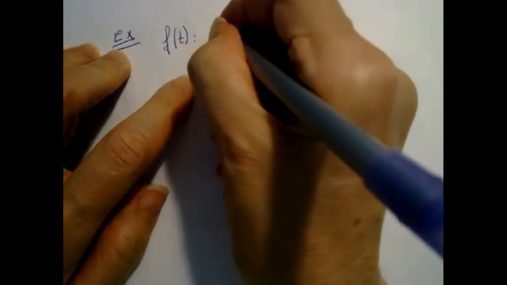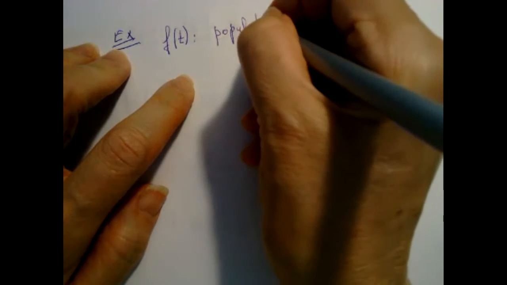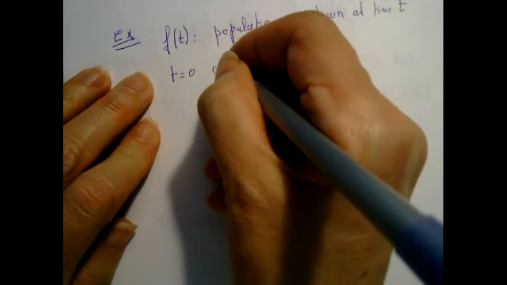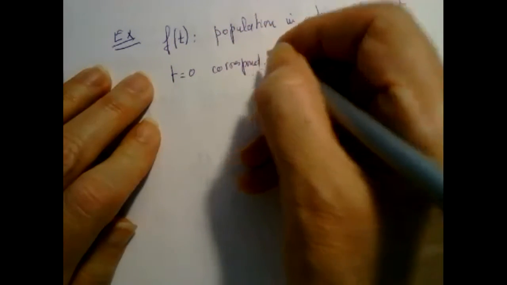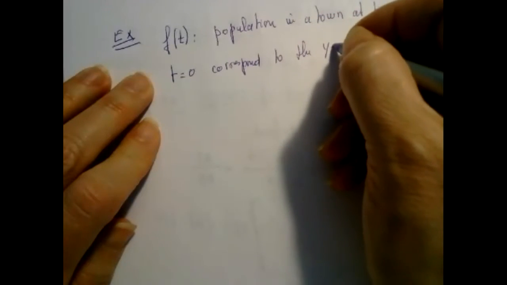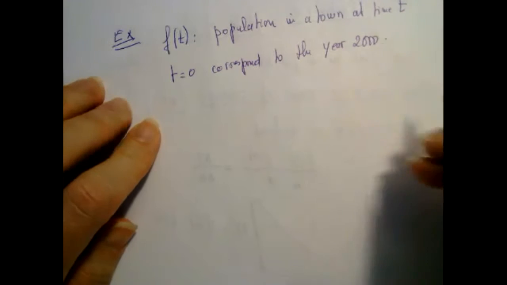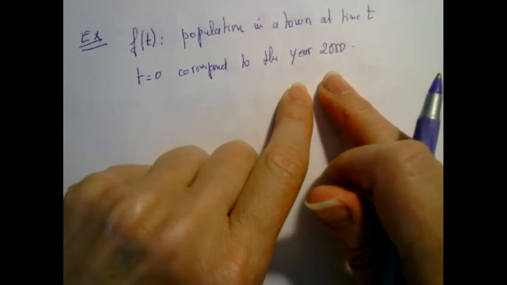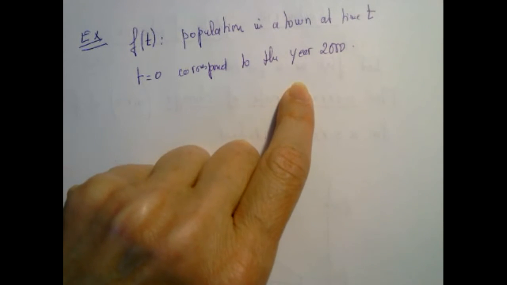I have a function f of t, and my function gives me the population. It means my output is the population in a certain town, whatever name you make up, at time t, where t equal to 0 corresponds, let us say, to the year 2000. I just picked a year. So here I'm talking about a function: you input the time after 2000, and it outputs the population in this town.